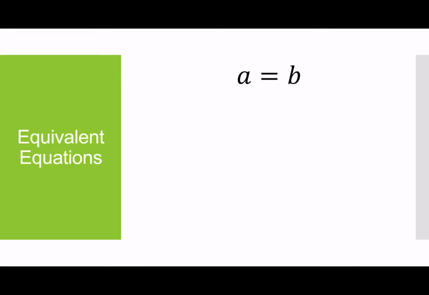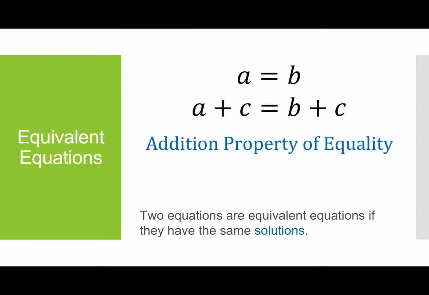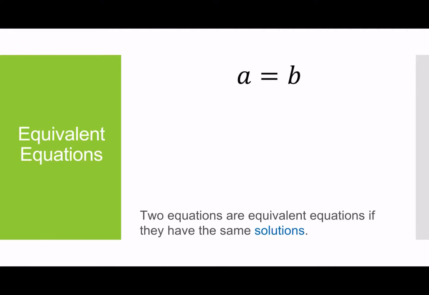In equivalent equations, if A equals B, then A plus C equals B plus C. This is the addition property of equality. Two equations are equivalent equations if they have the same solutions. Also, if A equals B, then A minus C is equal to B minus C, and the two equations are equivalent if they have the same solution. Basically, if it's equal on both sides, then they are equivalent.